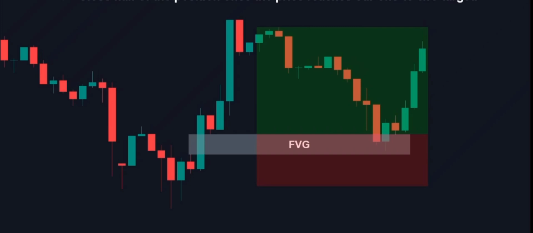For the second target, we can either aim for double or triple what we've risked, or target higher timeframe key levels.